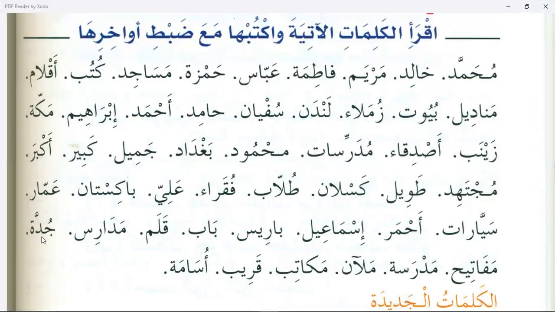Babun, Kalamun, Madarisun. Madarisu, pattern of? Mafa'ilu. Mafa'ilu. Then Jadda. So there are 11 categories. So you all will make 11 boxes, and in those 11 boxes you will write these words. Okay. So this will be your homework.